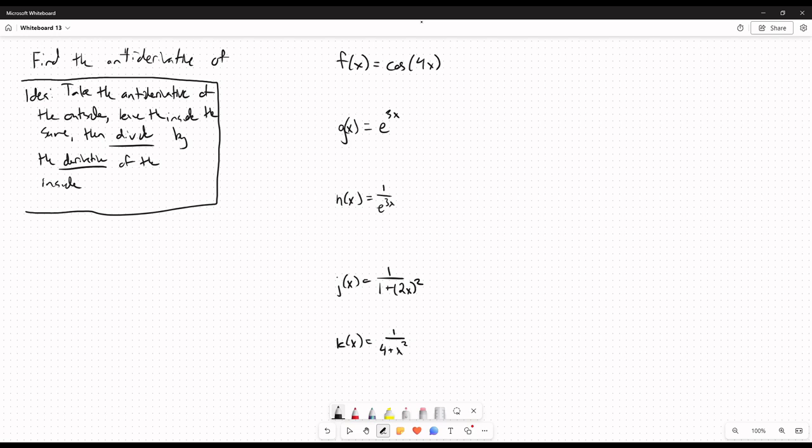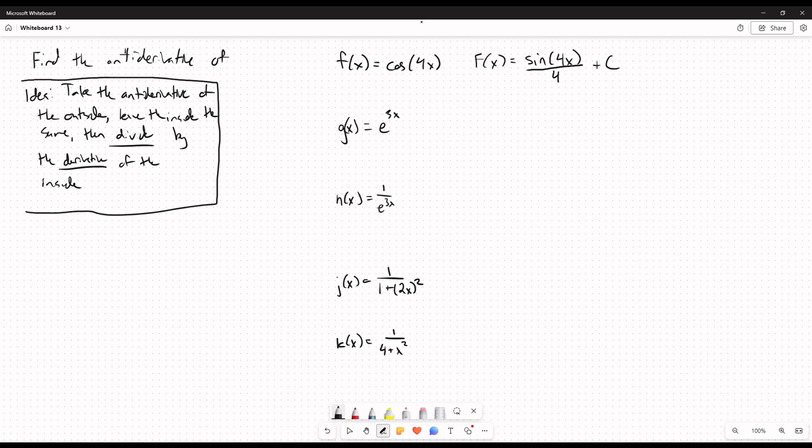So let's look at the antiderivative of cosine of 4x. If I want to take the antiderivative, I'm going to take the antiderivative of cosine, that's sine. I'm going to leave the inside the same, so we'll leave that as sine of 4x. But then I need to divide by the derivative of the inside, which is just 4. So that's going to be sine of 4x over 4. And then since we're taking the antiderivative, I need to add my constant plus c.